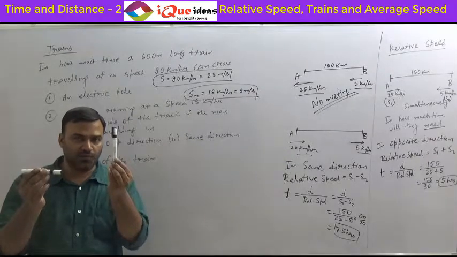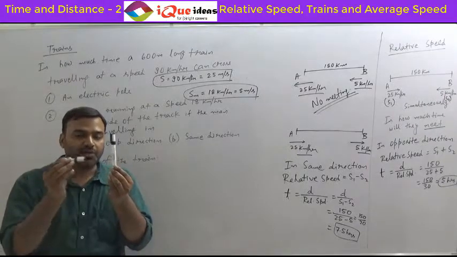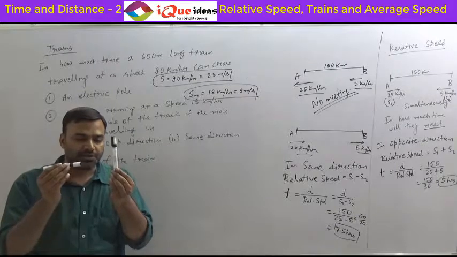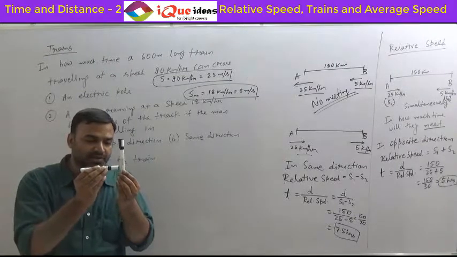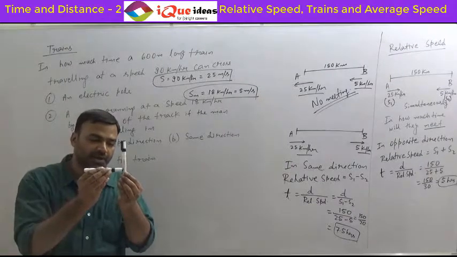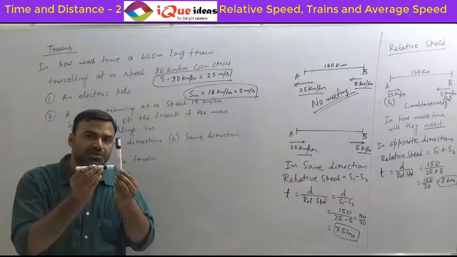Now see, the pole doesn't move. When will you count, or how will you count the time for the train to cross the pole? Okay, look at this. So the train is coming, train is coming, train is coming. When the train reaches this position where the head of the train or the engine of the train is just touching the electric pole, or just by the side of the electric pole, at that time you start your counting.